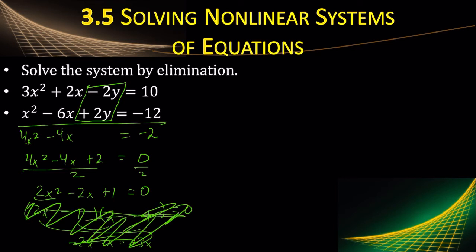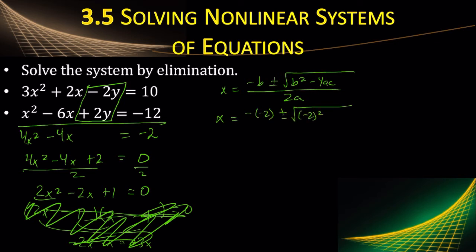So let's try the quadratic formula. Negative b plus and minus the square root of b squared minus 4ac all over 2a. b is negative 2. a is 2. c is 1.